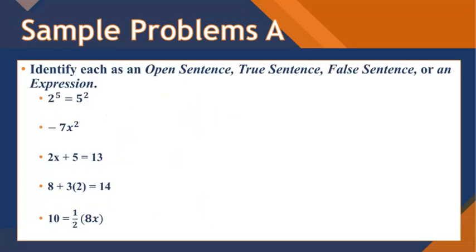Next, we want to identify each as an open sentence, a true sentence, a false sentence, or an expression. So 2 to the 5th is the same as 5 squared. Well, 2 to the 5th is 32, and 5 squared is 25. So we would say this is a false statement.